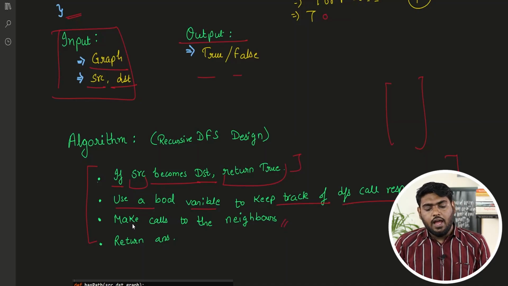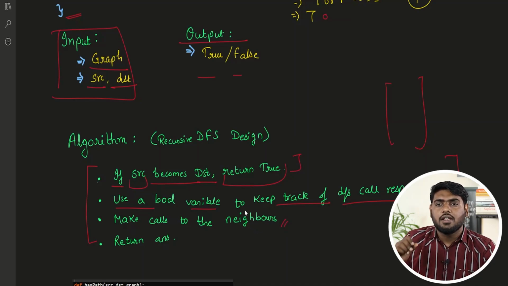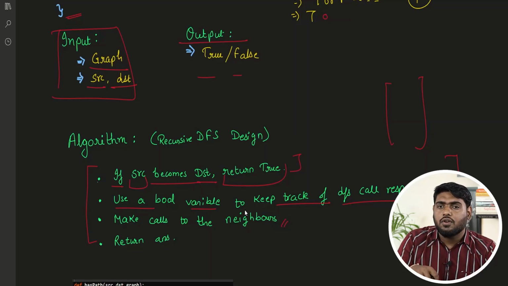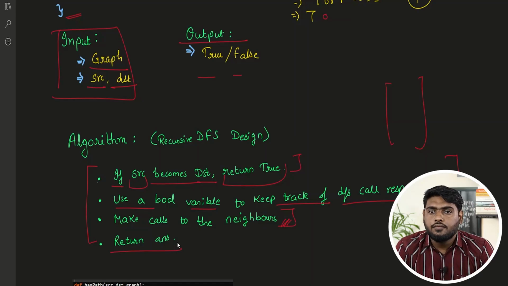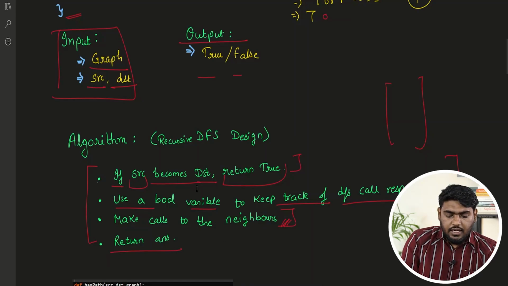After that, what do I have to do? I have to make calls to the neighbors. That means at whatever node I'm standing, beginning from A, I have to make calls to all of my neighbors, and they will be giving me some answer. Correct? This is what we have to do here. Once the calls are done and we have tracked the answer in this variable, we are going to return the answer here. Fine. Okay, now let's see the code for it.